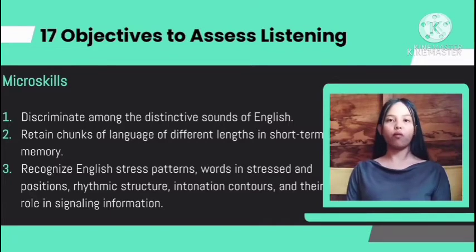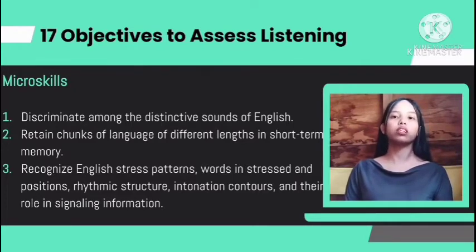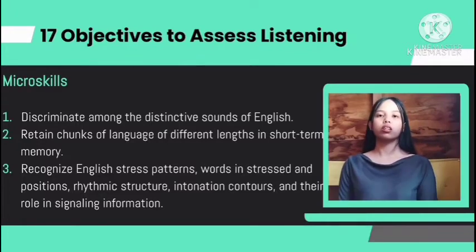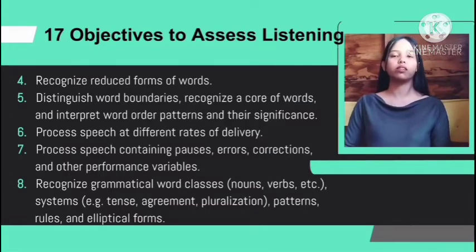Number 3, recognize English stress patterns, words in stressed and unstressed positions, rhythmic structure, intonation contours, and their role in signaling information. Number 4, recognize reduced forms of words or word formations that pertain to its morphological origin. Number 5, distinguish word boundaries, recognize a core of words, and interpret word order patterns and their significance. Also pertains to word formations and origins.